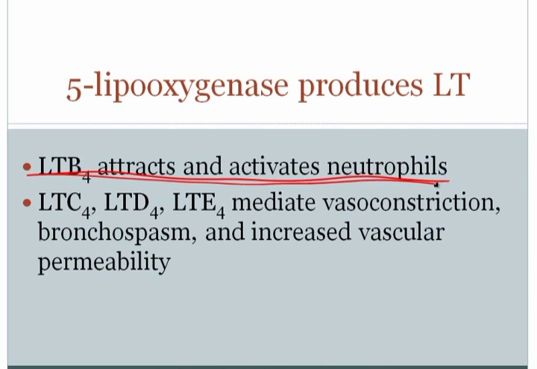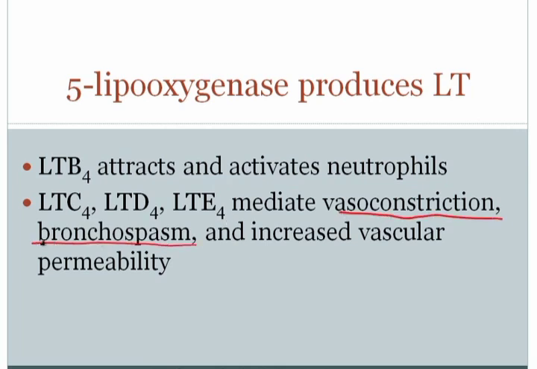Another group of leukotrienes that are important are leukotriene C4, D4, and E4. Now, what they do is they mediate vasoconstriction, they cause bronchospasm, and they increase vascular permeability. So 3 actions: vasoconstriction, bronchospasm, and increased vascular permeability.